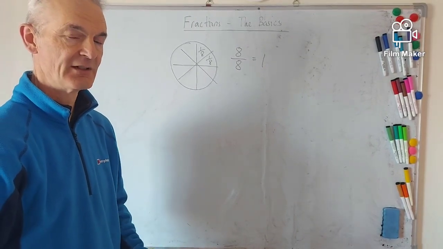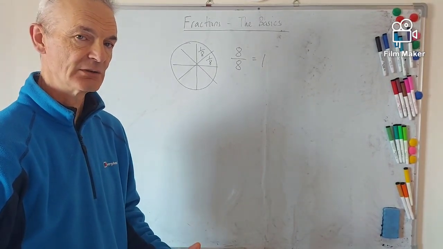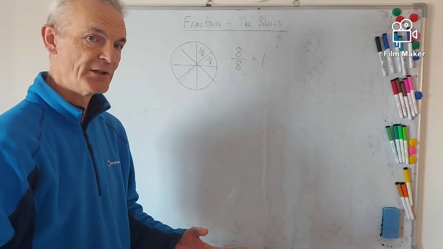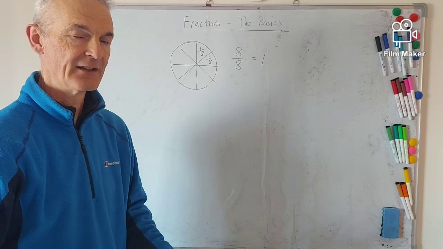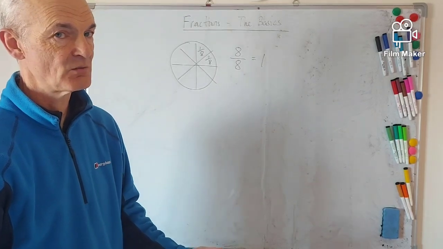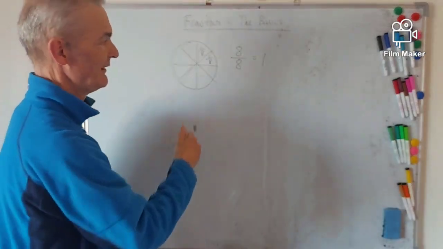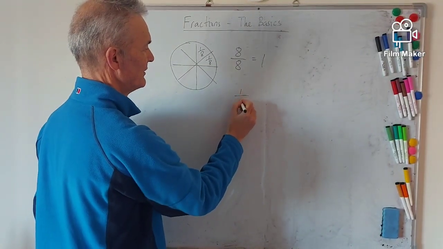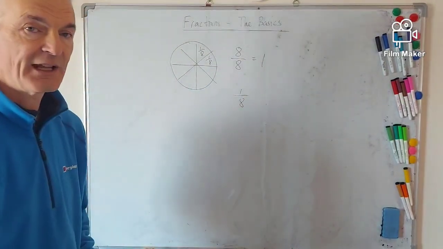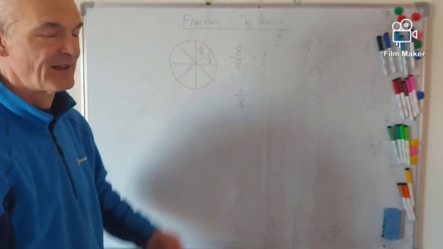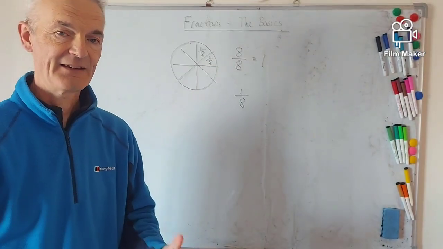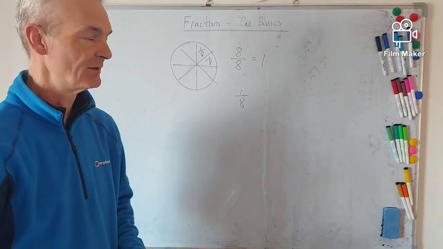So a fraction is part of a whole. The whole is 1, and the fraction is a smaller part of it. So a fraction is going to be less than 1. In this example here, each bit is 1/8. So that is the fraction. Each part of that is an eighth, and that is a part of the whole.